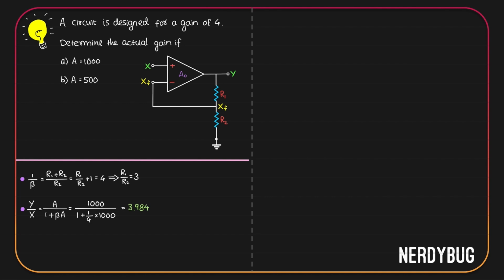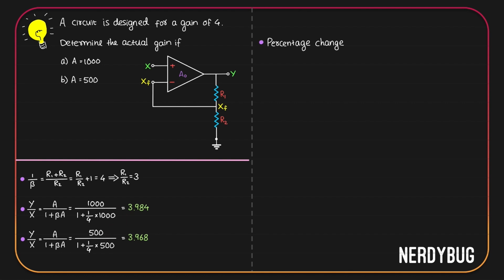Let's take the second case. Give 500 as the value of A. That gives us the actual gain of the circuit 3.968. Again, this is not exactly 4, but it is very close. Now we'll do one thing. Let us find the percentage change in the closed loop gain when open loop gain went from 1000 to 500.